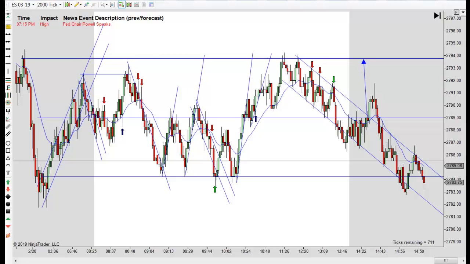It's February 28th, and this will be our chart lesson for the day. It's Thursday, so this is going to wrap it up for the week. No chart lessons on Fridays. We basically had a range day today.